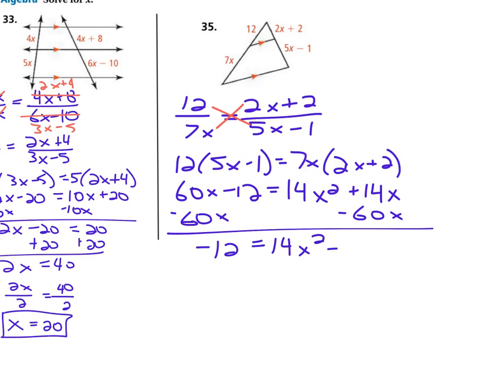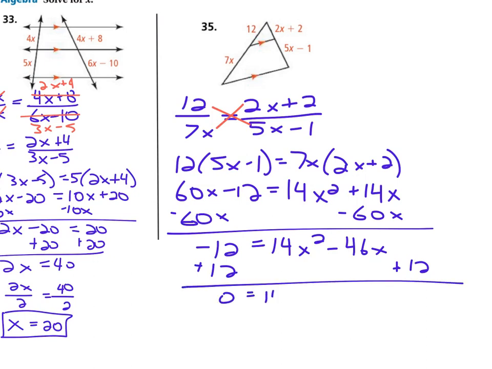14x squared minus 46x. And then I'm not done moving everything to one side, so I say plus 12, 0 equals 14x squared minus 46x plus 12.